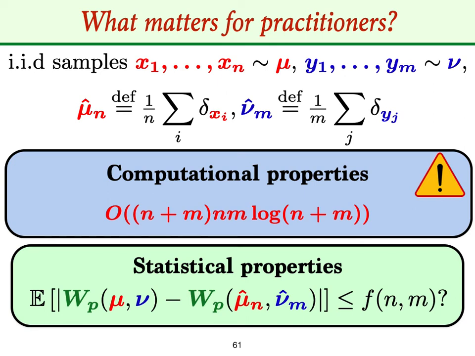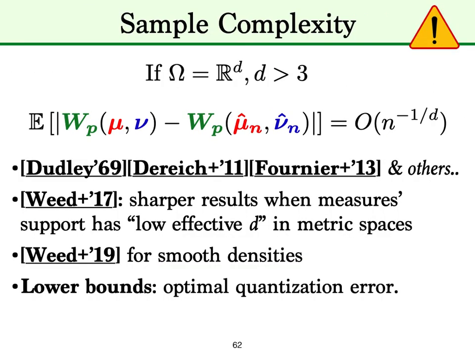And statistically, what we want to know is, is there a way to upper bound this quantity, the expectation in terms of samples of the deviation between the Wasserstein distance between the true densities and the samples, as a function of n or m? And to just write on a slide a few negative results, it's very well known that the higher the dimension, the harder it will become to approximate the true Wasserstein distance.